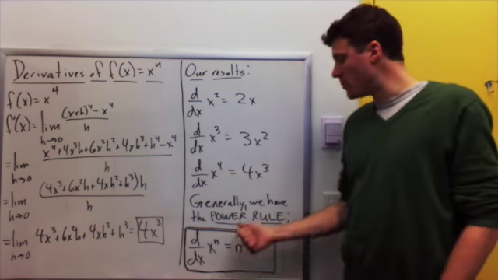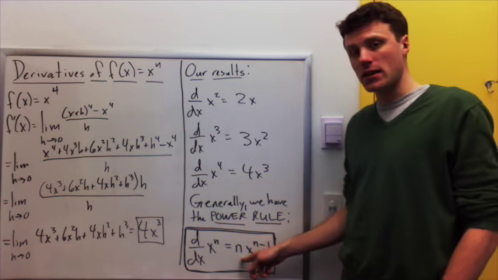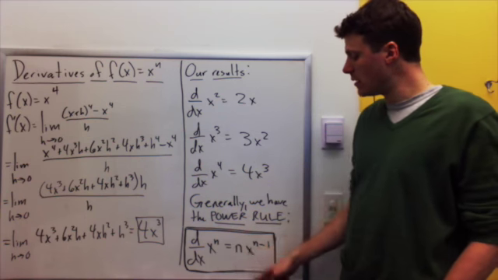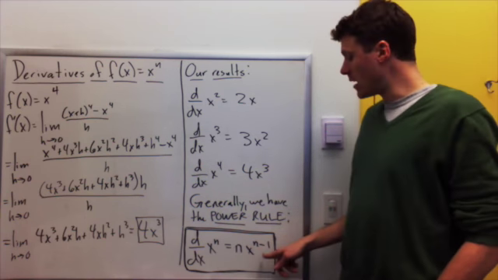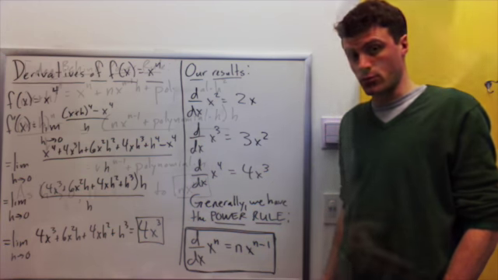Generally, this suggests the power rule, which says that the derivative of x to the nth power is n times x to the n minus 1 power. So I take n, I bring it down in front, and then I reduce the power by 1. That is the power rule.